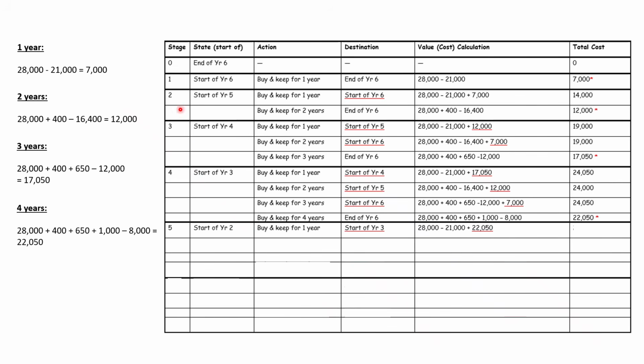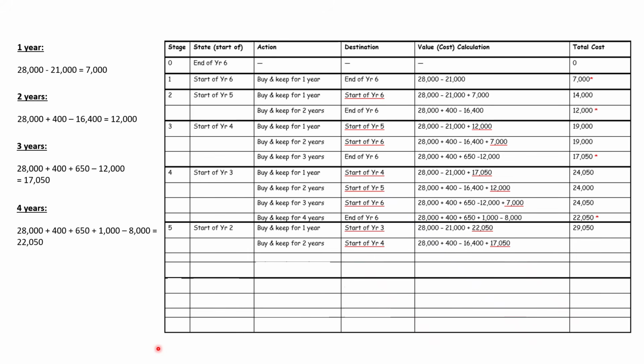If we go back to the start of year 3, our optimal value is 22,050, so we get 7,000 plus our 22,050, which gives us 29,050. We can buy it and keep it for 2 years. That brings us to the start of year 4. That gives us our 12,000, and then at the start of year 4, the optimal value is 17,050. That gives us 29,050 as well.